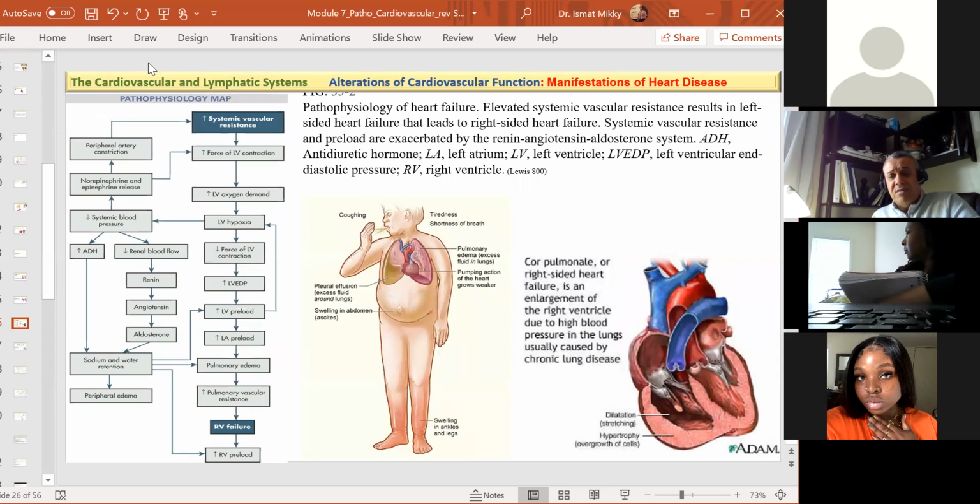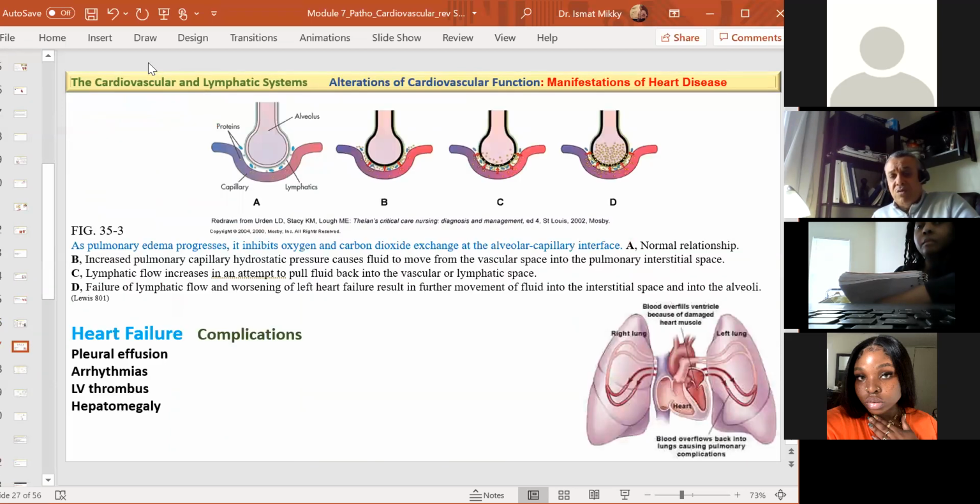So, right side versus left side. Again, I'm not going to cover the manifestations because you just covered that in adult health 1. So let's just move on. And we have the complications, which will be pleural effusion.